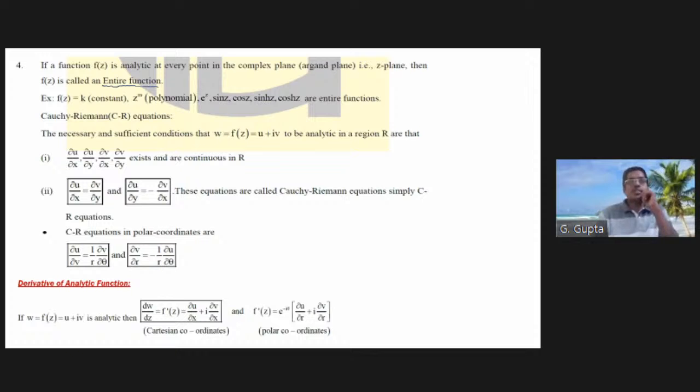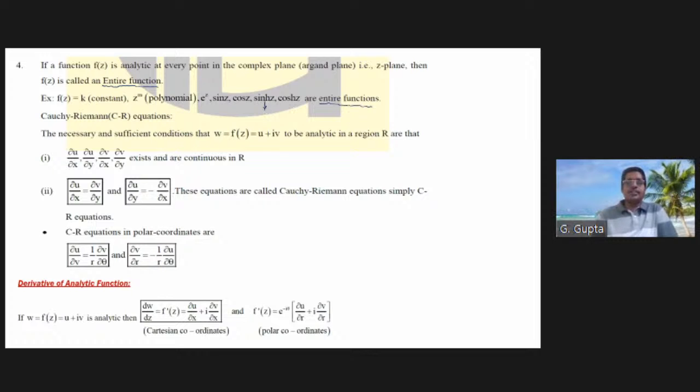Examples: a constant function, everywhere differentiable in the complex plane. Polynomial functions, z, z square, z cube, etc. Exponential function, e raised to z. Trigonometric functions sin z, cos z. Hyperbolic functions sinh z, cosh z. These are the standard examples of entire functions.